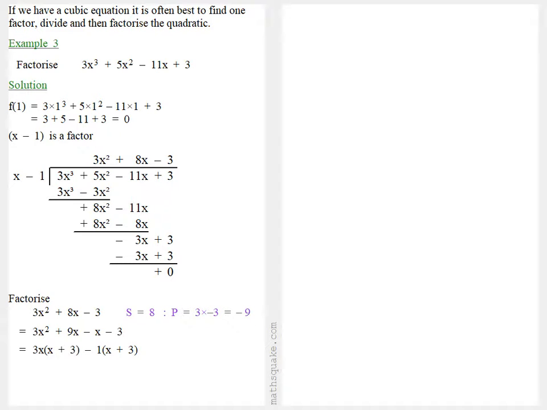We can factorize the first pair of terms as 3x into x plus 3, and we can factorize the second pair of terms as minus 1 into x plus 3. So we have x plus 3 coming twice. We've got 3x times x plus 3 minus 1 times x plus 3, so we have 3x minus 1 times x plus 3. So our original polynomial, 3x cubed plus 5x squared minus 11x plus 3, factorizes as x minus 1 into 3x minus 1 into x plus 3.